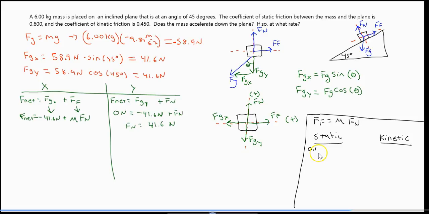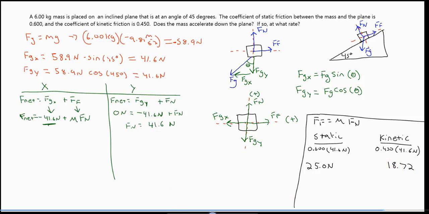So, to find my force of friction for static friction, I'll plug in 0.600 times my normal force of 41.6 newtons. For my kinetic, I will plug in 0.450, which is the kinetic coefficient, times, again, our normal force, this equation right here. Plug it in a calculator. I'll find 25 newtons is my static force of friction. That's the maximum possible force of friction that we can have. The kinetic is 18.72 newtons. Sig figs, that would be 18.7 newtons.